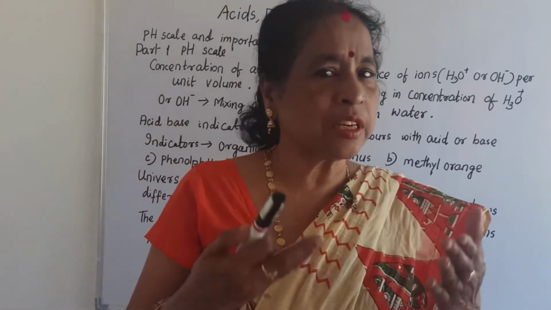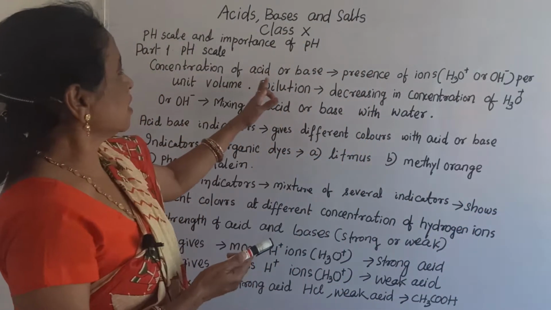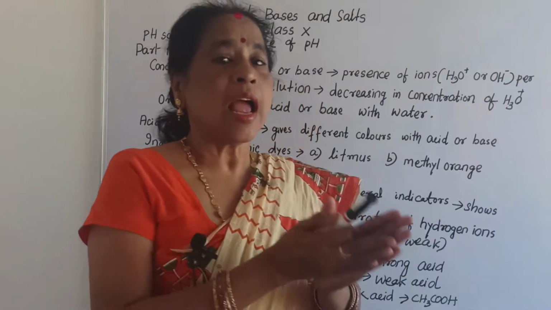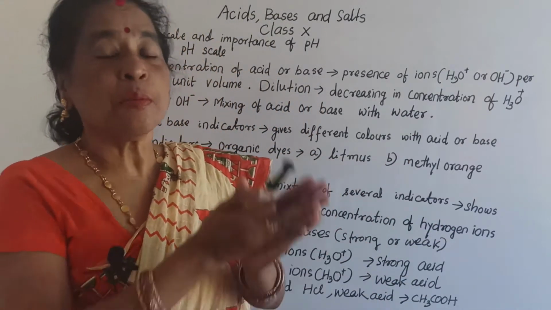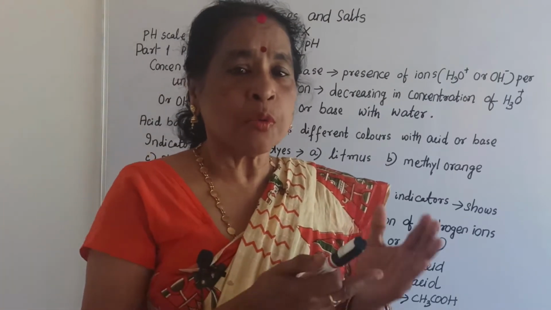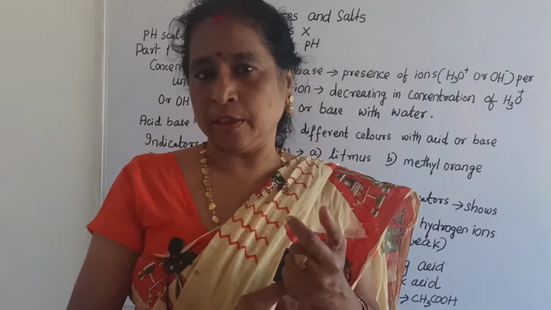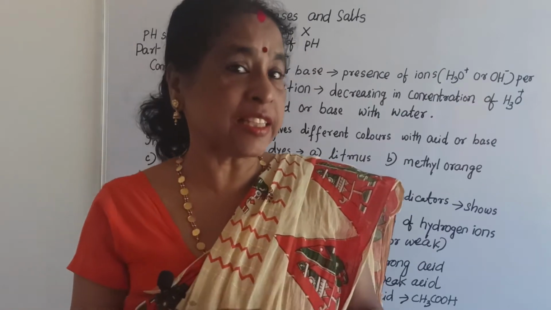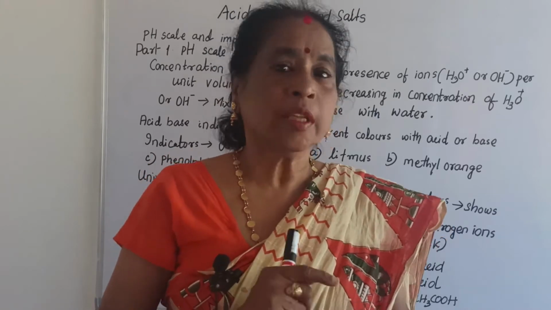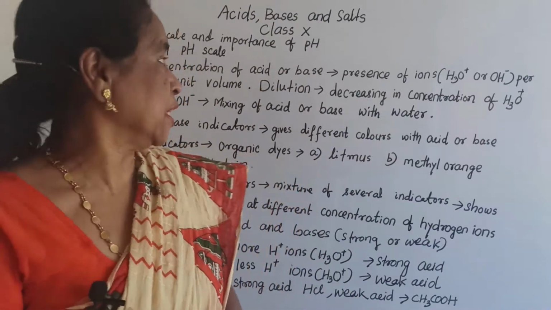But how to know the concentration of acid or base? Now you see concentration of acid or base means presence of H3O plus ion and OH minus ion per unit volume. That means how can you know the concentration? What is the presence of OH minus or H plus, that is known as H3O plus ions in water, that means per unit volume? Then you can calculate concentration of the acid or base.